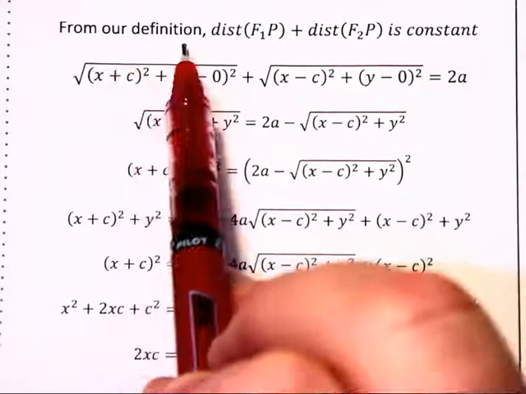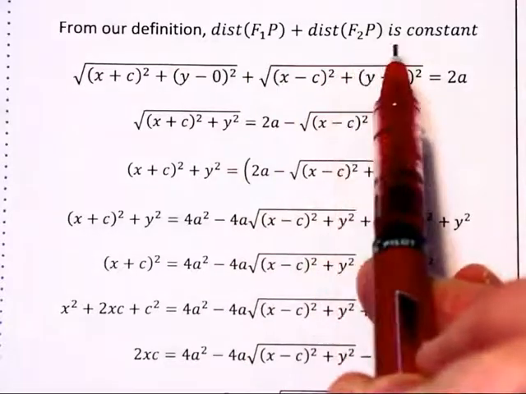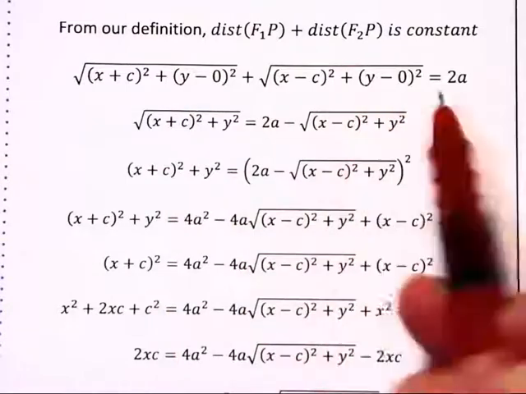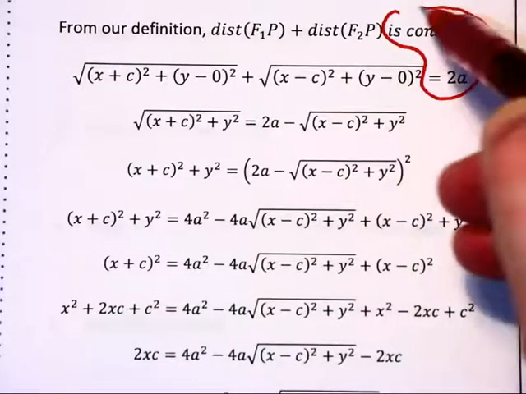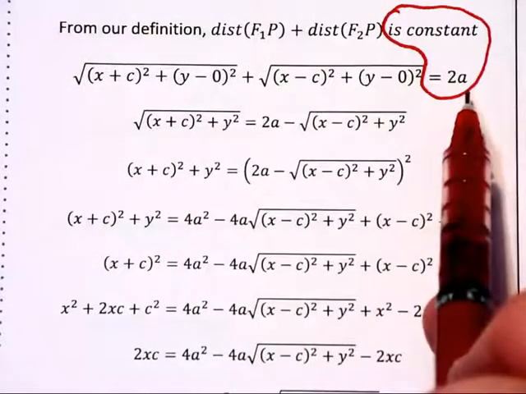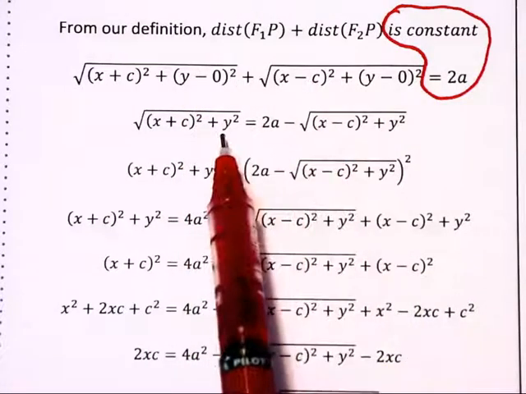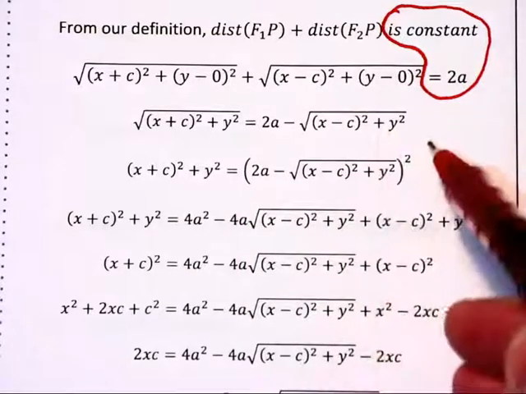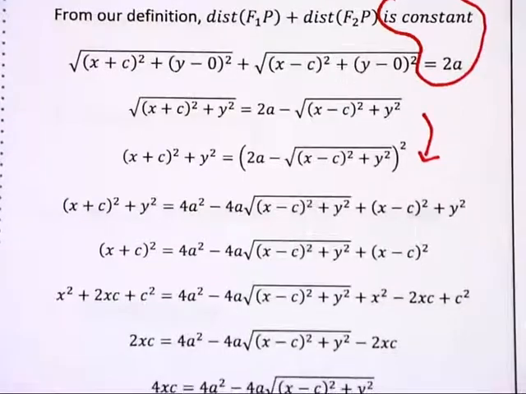From our definition, the distance F1 to P plus the distance F2 to P is constant. That's the two pieces of string, distance 1 here plus distance 2 there, is constant. That's the 2a, which is the length of our string that we have here. So we have two distance formulas involved. We're going to simplify these radicals. We're going to isolate one of them on the left, so we have 2a minus one of those radicals. We're going to square both sides and then go through a whole bunch of algebra, which I'm going to forward through.